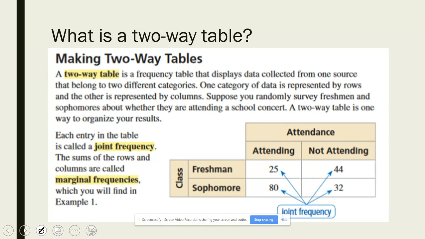So you can see we have freshman and sophomore classes and whether they are or are not attending something. So 25 freshmen are attending whatever they asked about. 44 freshmen are not attending. 80 sophomores are, 32 are not.